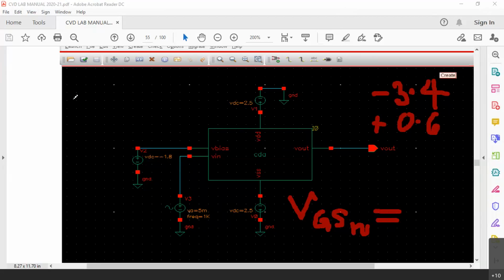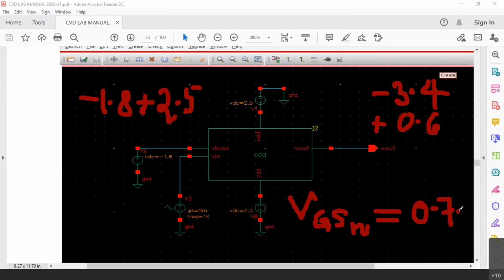Let me see. Gate is connected to minus 1.8 and source is connected to minus 2.5. Minus of minus 2.5 is plus 2.5. So here it is 2.5 minus 1.8. That is 0.7 volts. That's why I told you to think again. VGSN is now 0.7 volts.